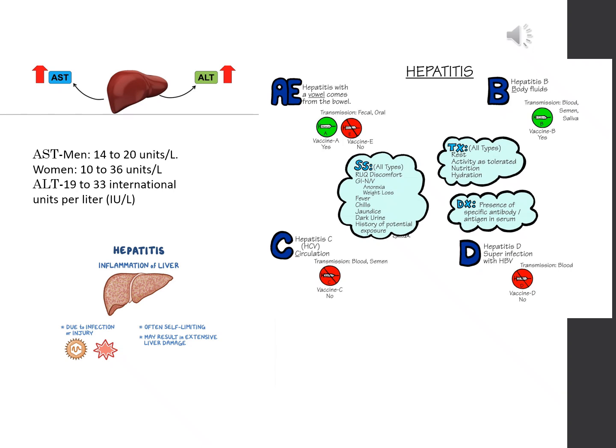So hepatitis A is a fecal-oral transmission. That means it's passed out of the body by fecal matter, right? Somebody poops out hepatitis A, and then it gets transmitted to another person via the oral route. So we see this a lot with contaminated food and water. A lot of times this is in countries or places with really poor hygiene.